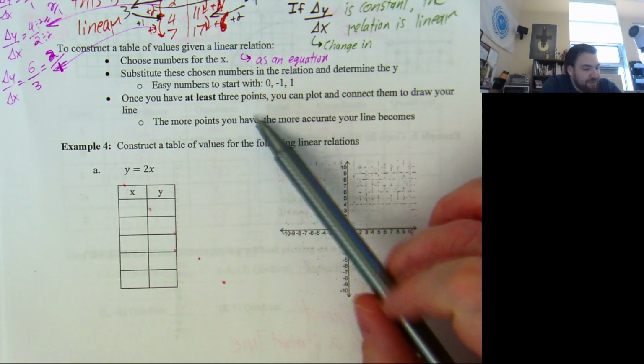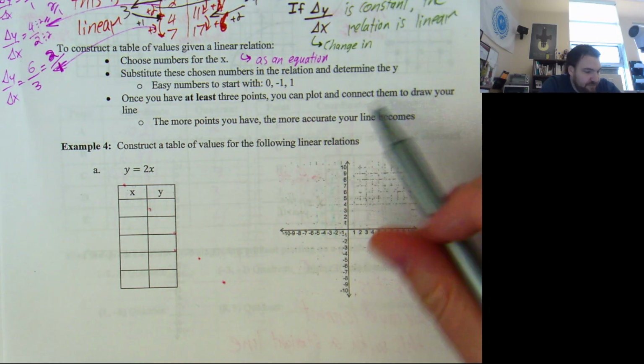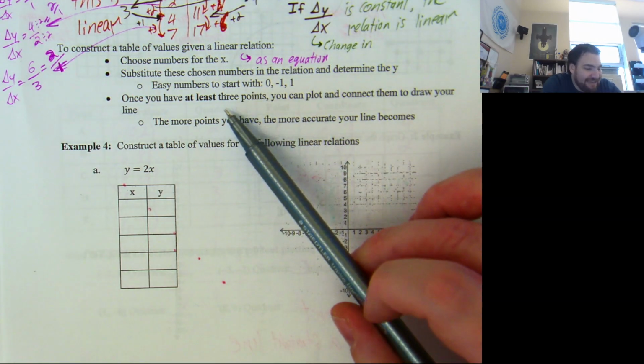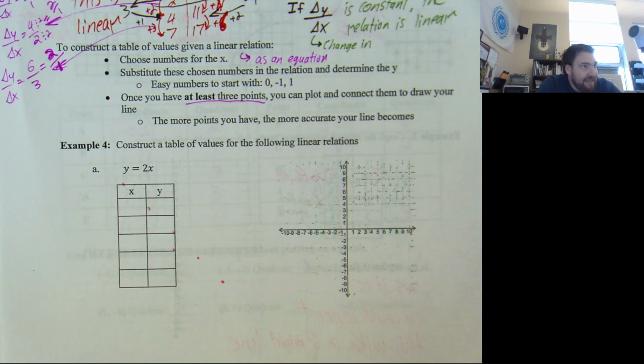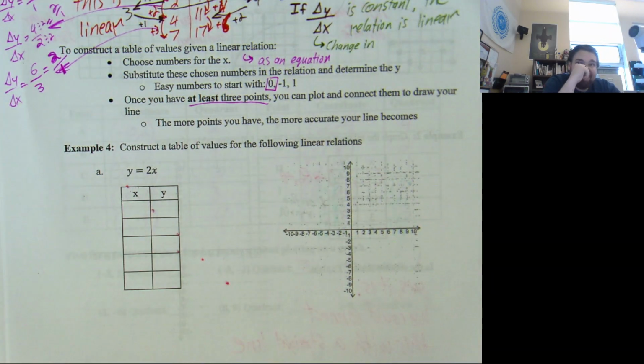Once you have at least 3 points, you draw, and if you can connect, you connect. Obviously, the more points you have, the better things will be, but you need at least 3. The best number to always start with is 0. 0 is always the best number. And then the numbers you pick after 0 will change depending on the equation, and I'll show you what I mean by that in a second.